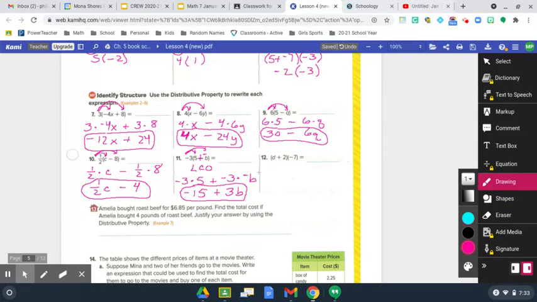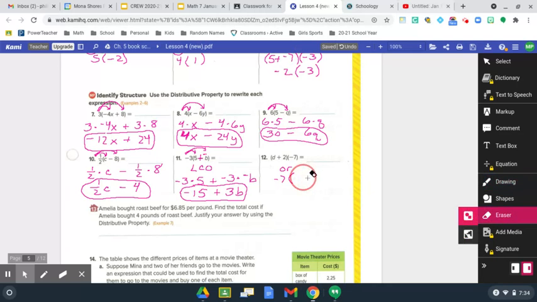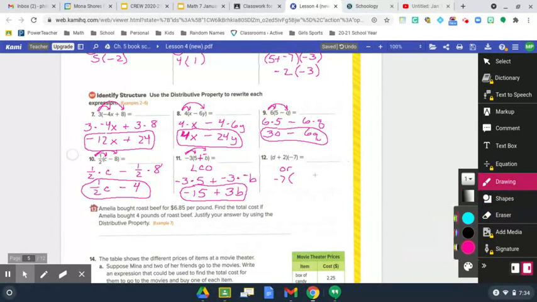Last one, number 12. So d plus 2 times -7. The -7 is over on the right, and I said if you're uncomfortable with that, you can rewrite it. So I'll write -7 on the left. You can move it over. D plus 2. So yeah, I have a negative on the outside of the parentheses, but I have an adding sign inside the parentheses. I'm good to go.